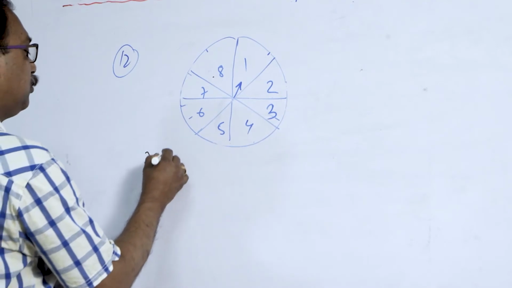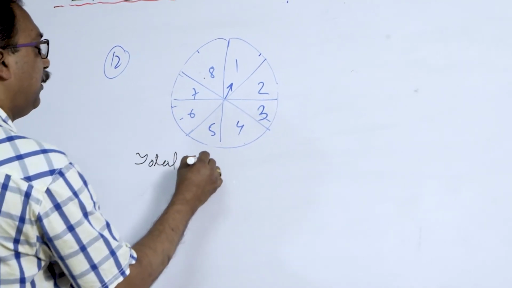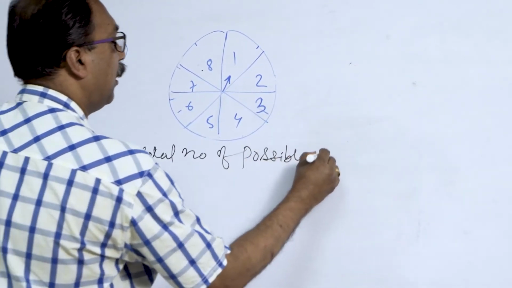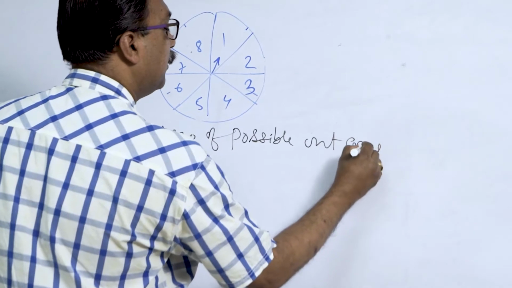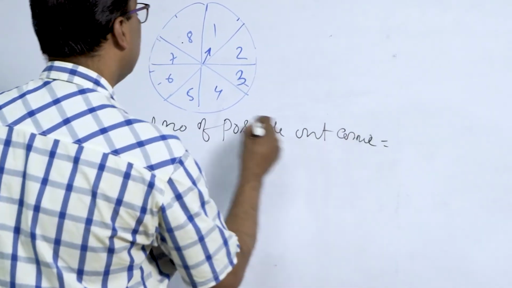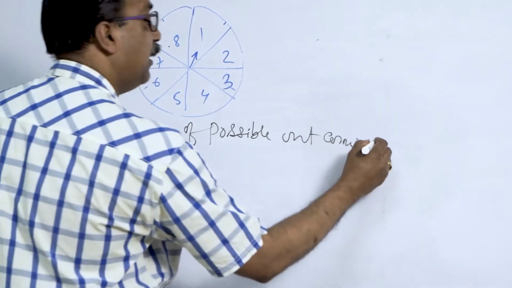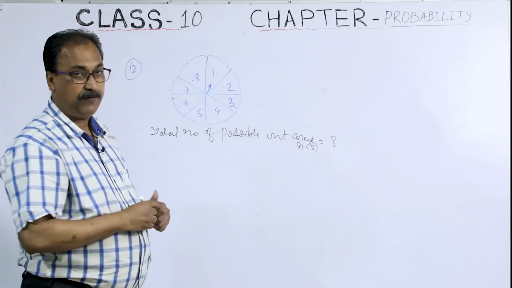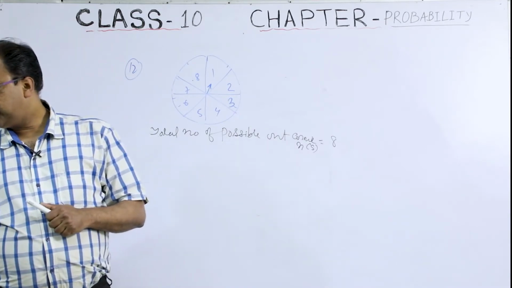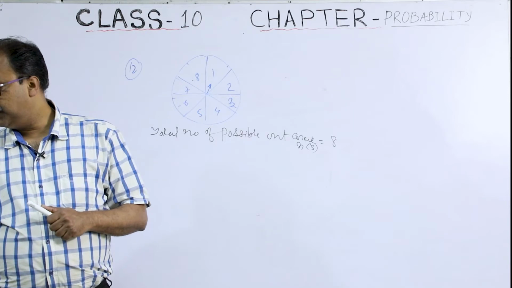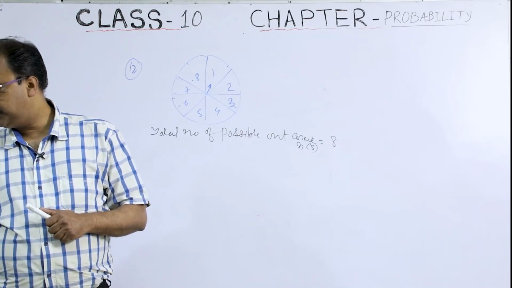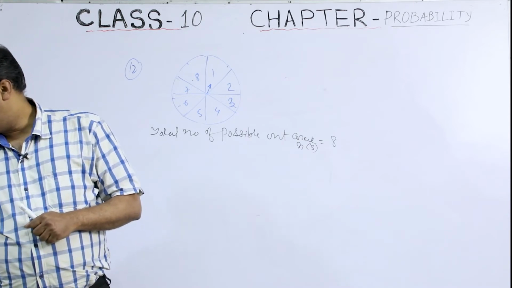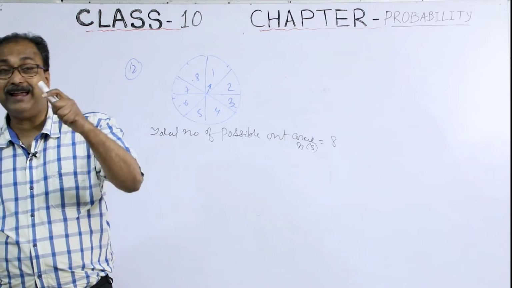So write total number of possible outcomes. How much? 8. See, the total number is given, 8. That is called n of sample space. The number of total possible outcomes, n of S equal to 8. Now we come to the first part of this question. See nicely, what is the first part of the question? The first part of the question: the probability that the point is at 8.